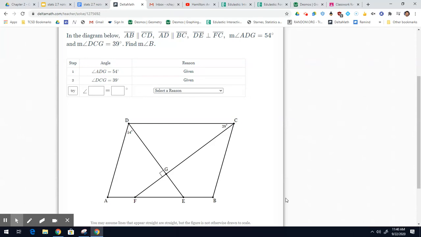All right, honors Geo, you asked for it, right? You chose honors, so we got these tough problems involving finding angle measures, and you got to justify, which I love.